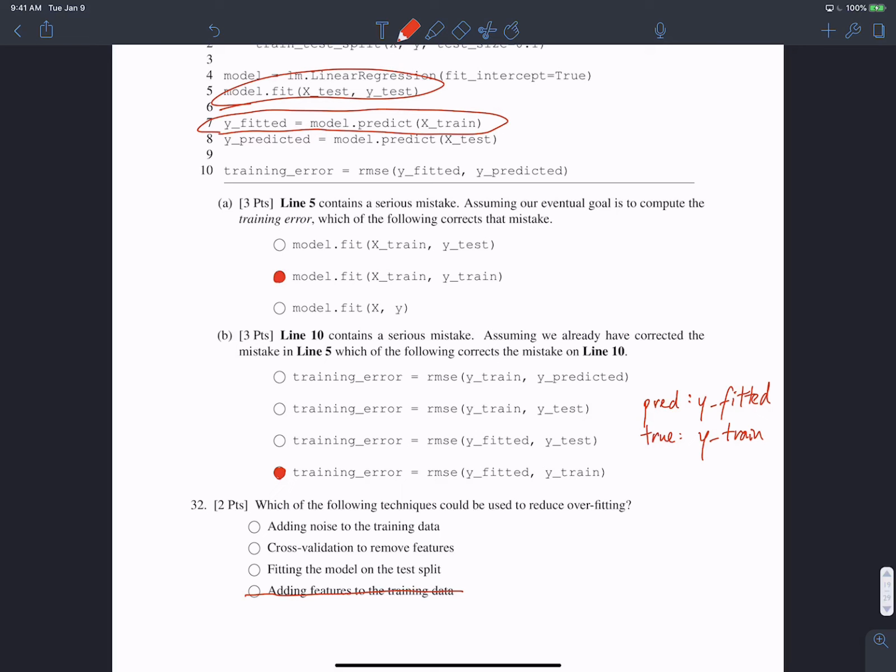It can't be the second last option because we never fit our model to the test data, right? We never fit to the test data. And the first one also doesn't really make sense. We would never make our data worse than it already is, right? So we would never add noise to our data. So the correct option is the second one. We use cross-validation to remove features because, again, the more features we have, the more we run the risk of overfitting, so we probably want to reduce features.